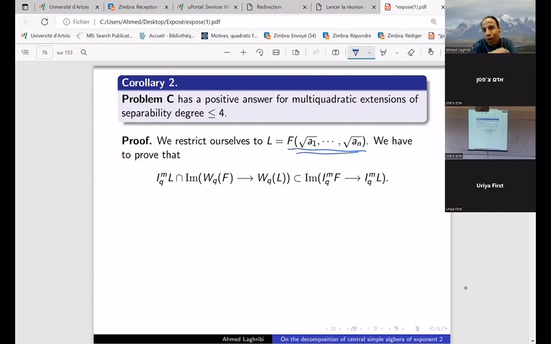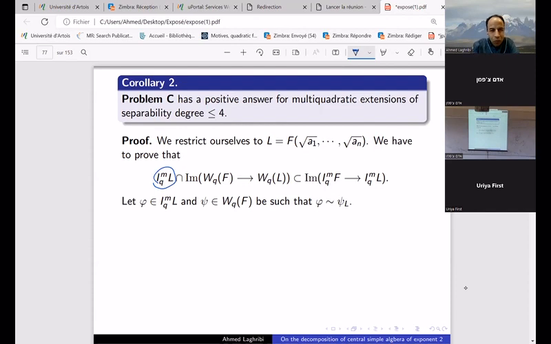It is just that we will increase the degree step by step until we reach IM. So we take L, a purely inseparable multi-quadratic extension of exponent 1, and we have to prove this inclusion. Okay, so we take phi in this group, and we suppose that phi comes from WF up to Witt equivalence. Okay, so we have this.